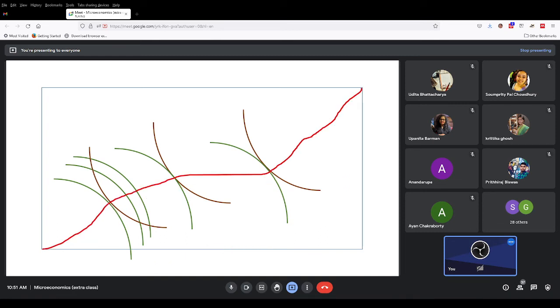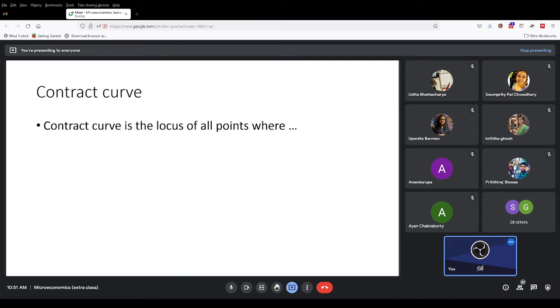So we have several points of tangencies, and let us suppose we draw a curve. It won't be a line, it will be an irregular curve. We draw a curve through all these tangency points. So this red line is the locus of all tangency points. This is called a contract curve.